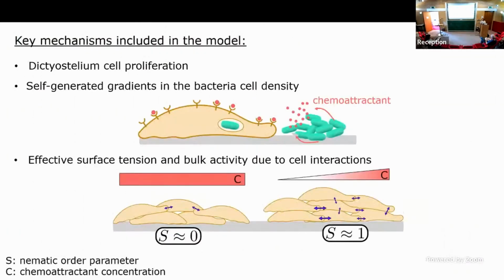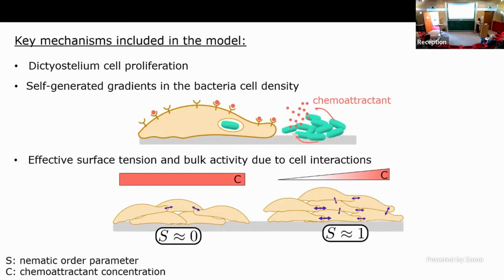So what are the key mechanisms at play? What we think are the key mechanisms is, first, the Dictyostelium cells are proliferating. So this is like normal fluids, a fluid that is increasing in mass over time.